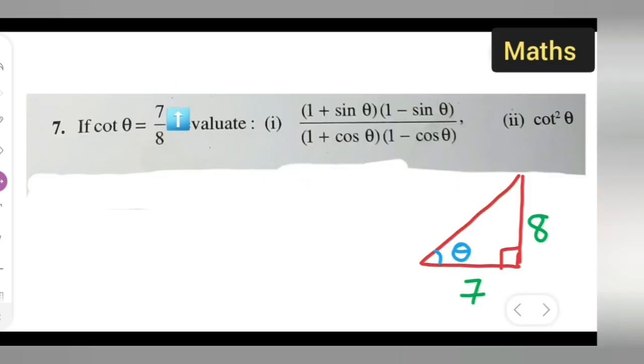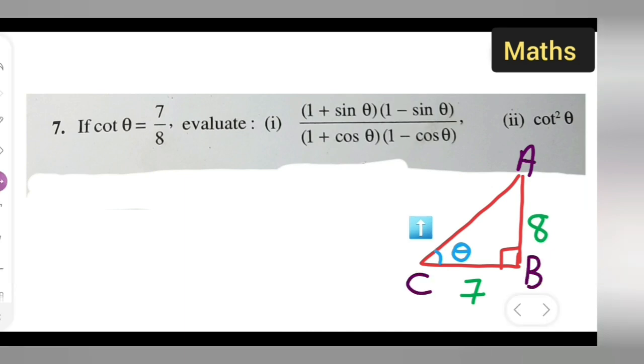If cot theta is equal to 7 upon 8, cot theta means what? It will be the adjacent upon opposite. So the adjacent side of this is your 7 and this will be your 8. So write down this. Give a name for this. This I will give A, this I will give B and this I will give C.